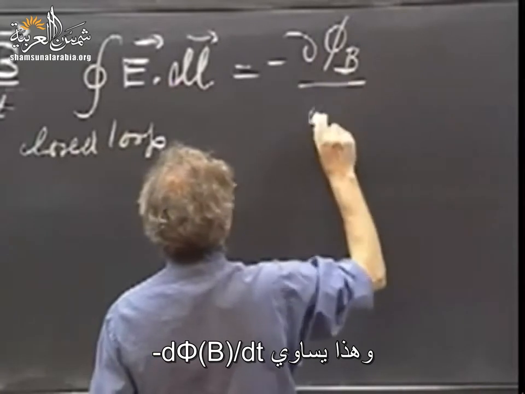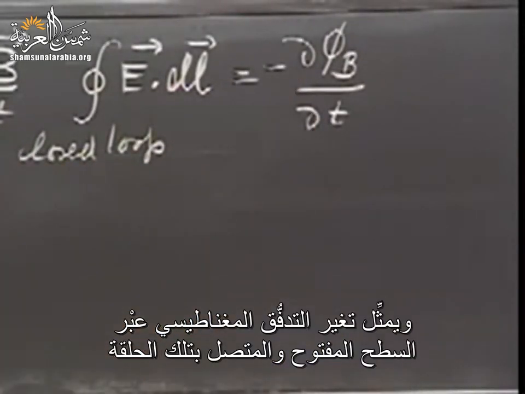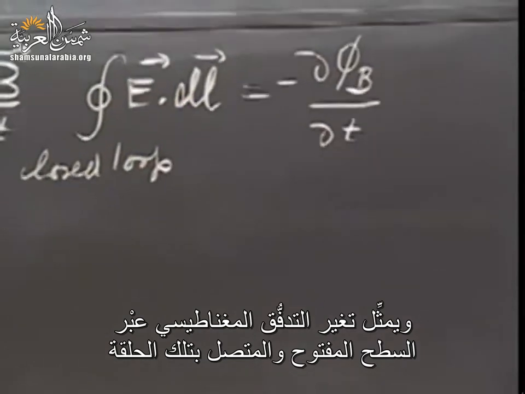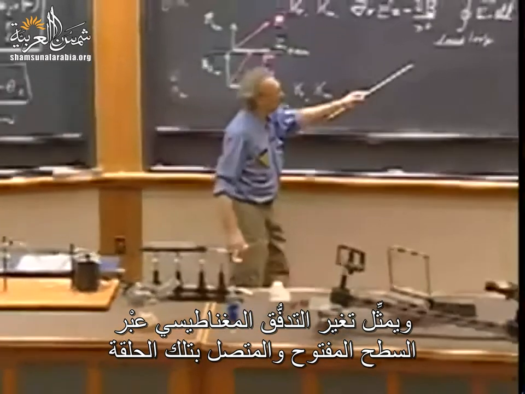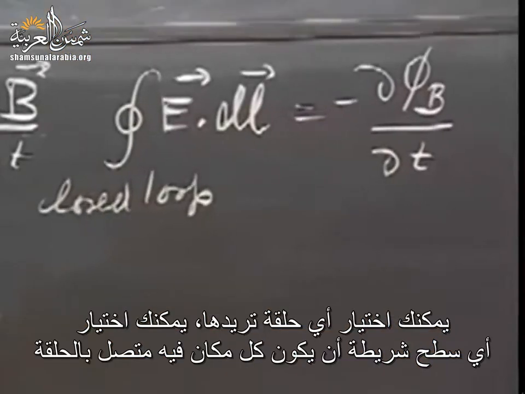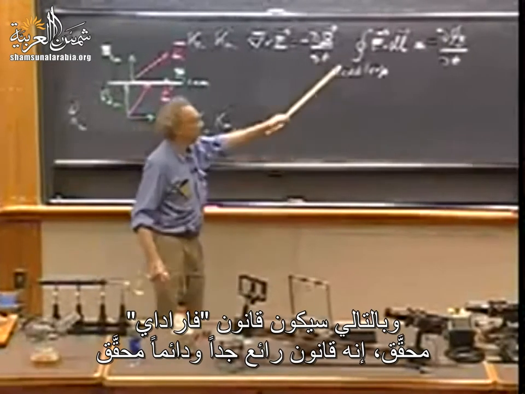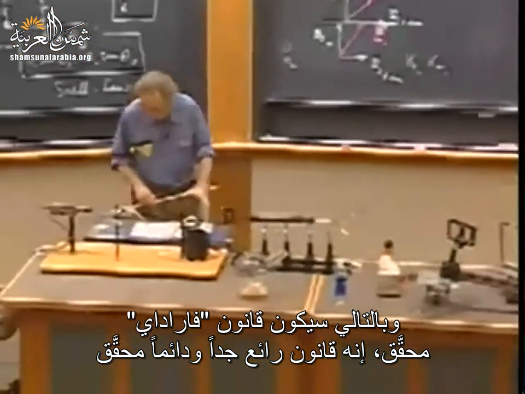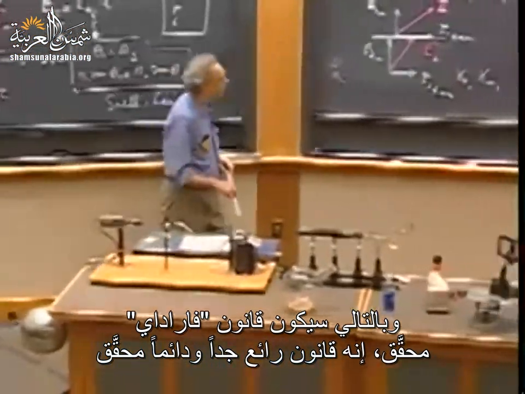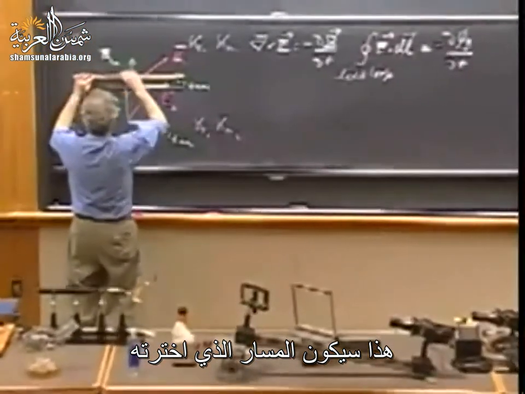It's a magnetic flux change. This is the magnetic flux change through a surface that is open and that is attached to that loop. You can choose any loop you want to. You can even choose any surface, provided it is everywhere attached to that loop. And then Faraday's law holds. An amazing law, truly incredible. It always holds. So, here is going to be my path.